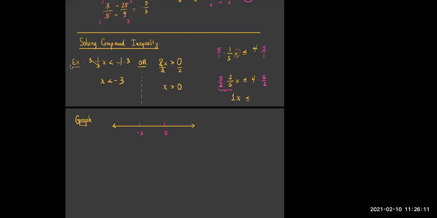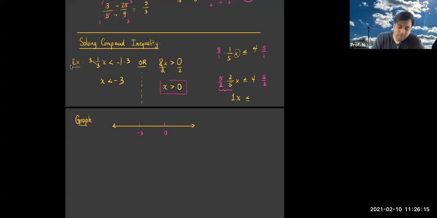So then now I'm gonna graph both of these. I'm gonna graph both of them because the key word here is or. So it says x is greater than 0. So I'm gonna shade it to the right of 0. Or it's x is less than -3. Shade it to less than -3. So that's the graph. Now I have two intervals.